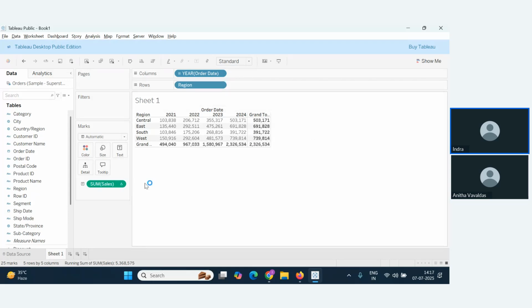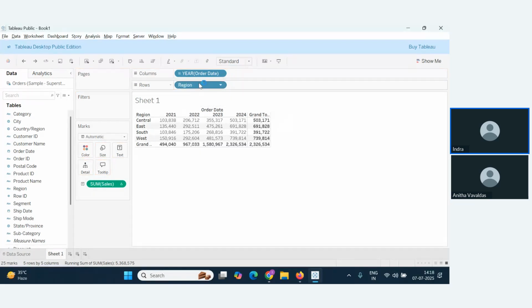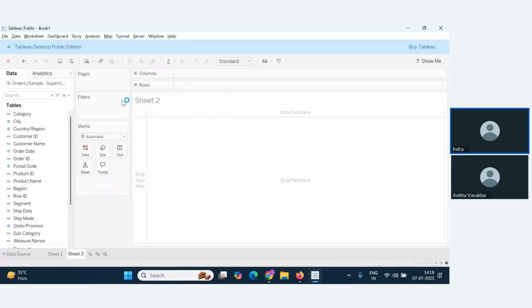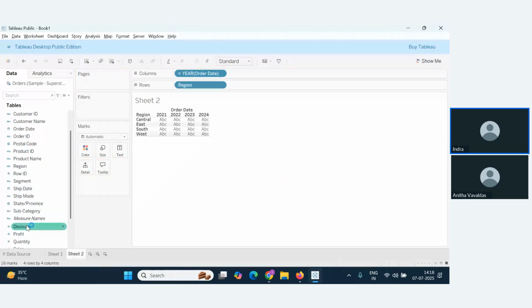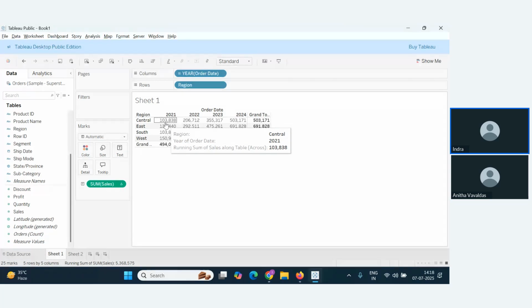If you want to see another one, let me show you one more thing. Let me again take order date here, region here, and let me take the sales here. So you can see this value. This was the sales of 2021. This was the sales of 2022, 1,02,874. Whereas 1,02,000 plus 1,03,838 becomes 2,06,712.